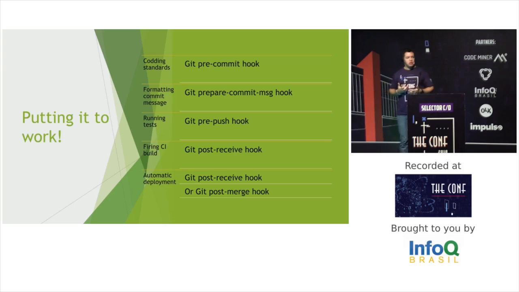For example, to check code against the coding standards of your company, you just need to write a Git pre-commit hook, and no one else will be able to commit anything that doesn't pass your verification. To have a good commit message, you can write a script in the prepare-commit-msg hook, and to run the tests before pushing the code, you can just use the pre-push hook. The same thing to fire the CI build. GitHub uses the post-receive hook, and it starts the web hook that fires the integration build in whatever server you are using.